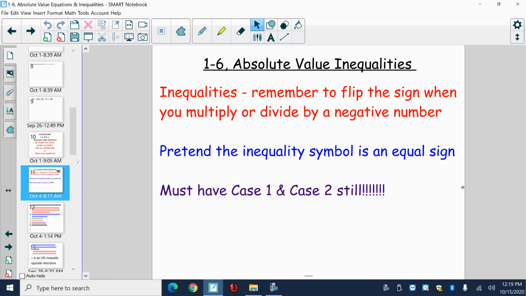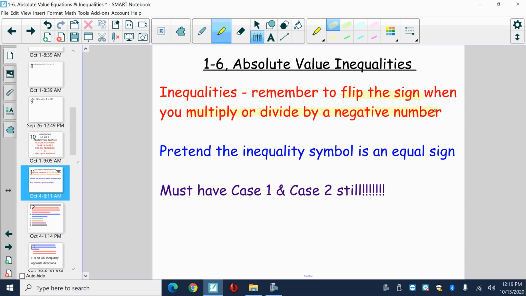Today we're going to be discussing absolute value inequalities. This is the second part to our absolute value equations. In inequality, we have to remember to flip the sign when you are multiplying or dividing by a negative. This is something we already know.